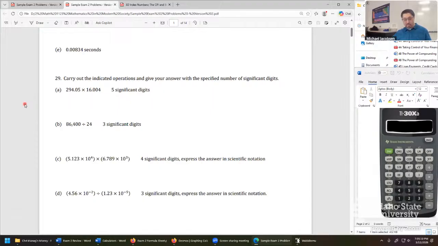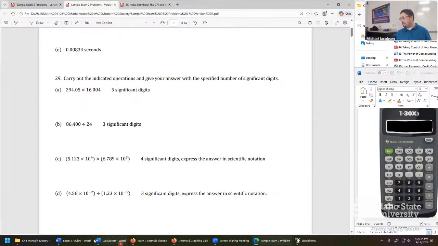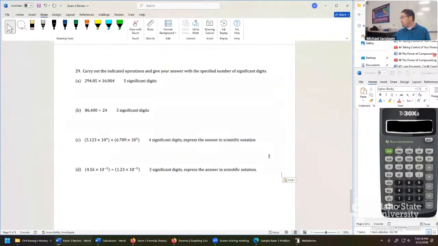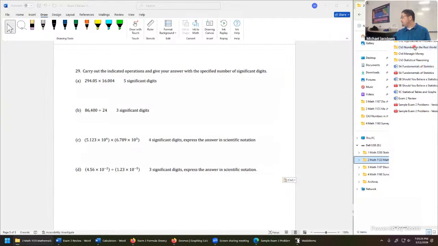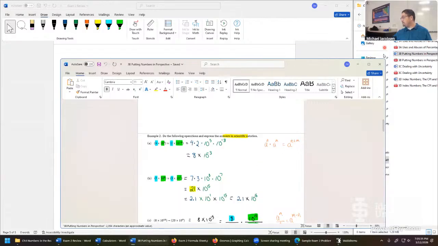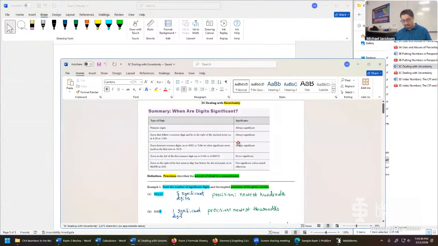And we don't have time for every single one, so let's try maybe part D. So here's the question. One thing that's not provided on the exam would be these notes right here, back in chapter 3 on putting numbers in perspective. No, it's not that one. Let me try again. Dealing with uncertainty is the right section.